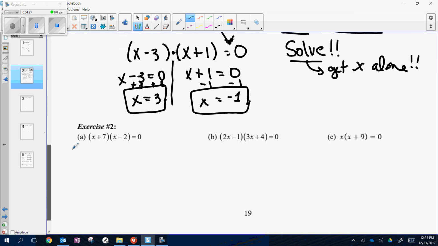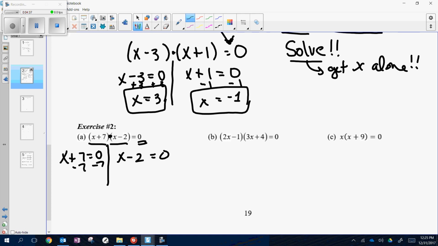All right, so these are already in factored form. So that means that to make this product equal 0, one of these factors must be 0. So x plus 7 equals 0, or x minus 2 equals 0. And we use that to solve these simple little equations. Take 7 away from both sides: x equals -7. Add 2 to both sides: x equals 2.